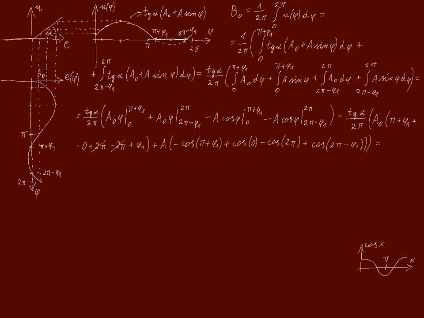The cosine of p plus the small angle is equal to the cosine of the small angle but with the opposite sign. Whereas the cosine of 2p minus the small angle is equal to the cosine of the small angle.